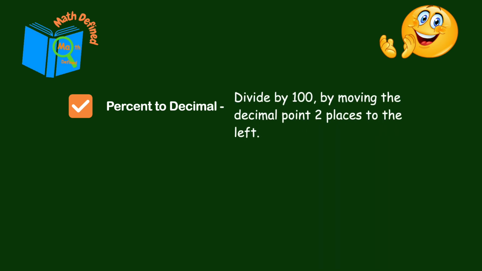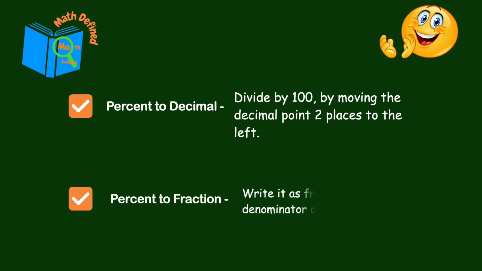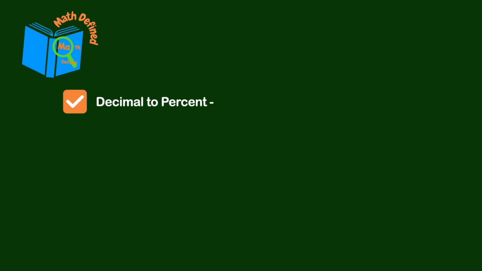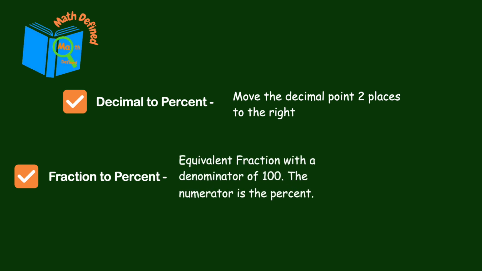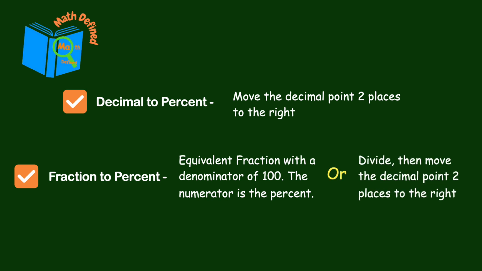Let's wrap things up with a quick recap so all these steps stick. To convert a percent to a decimal, divide by 100 by moving the decimal point 2 places to the left. To change a percent to a fraction, write it as a fraction with a denominator of 100. Changing a decimal to percent is easy. You just move the decimal point 2 places to the right. And finally, converting a fraction to a percent, you have 2 options. You can use an equivalent fraction with a denominator of 100, or you can divide the numerator by the denominator and then move the decimal point 2 places to the right.